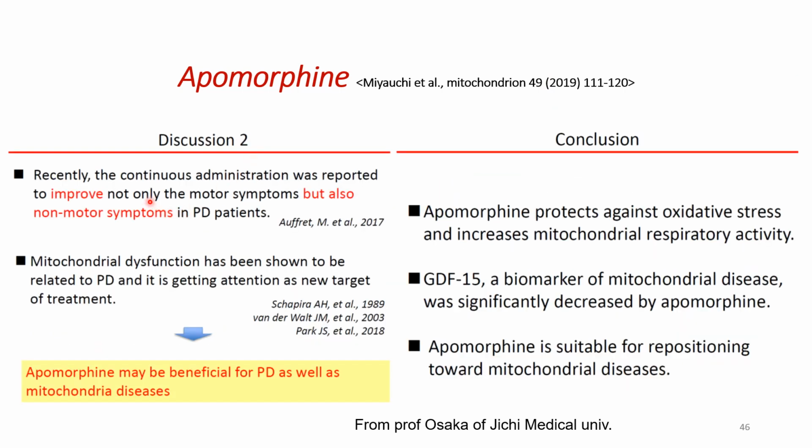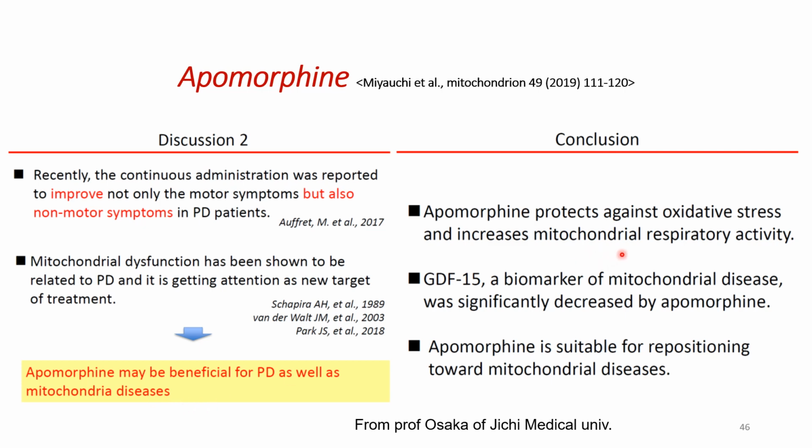So recently, continuous administration was reported to improve not only the motor symptoms but also non-motor symptoms in Parkinson's disease patients. Mitochondrial dysfunction has been shown to be related to Parkinson's disease, and it is getting attention as a new target of treatment. So apomorphine may be beneficial for Parkinson's disease as well as mitochondrial disease.